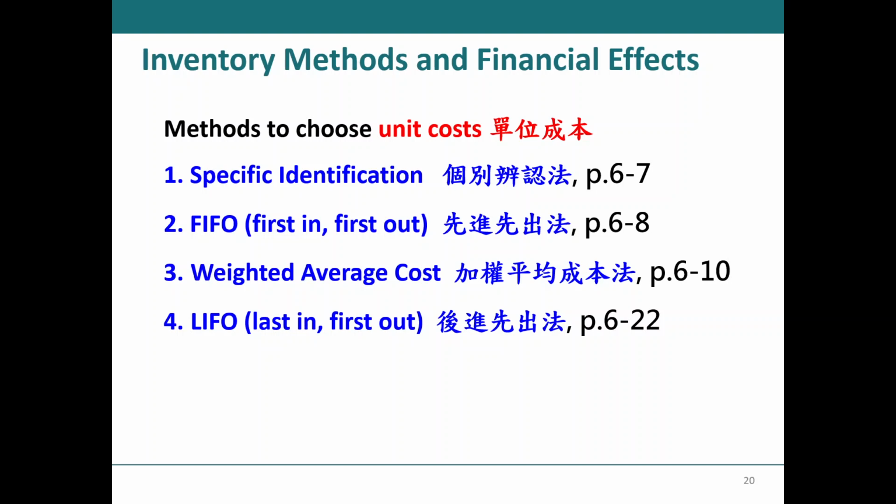How to determine which one was sold? We have 3 methods. First one, specific identification, 个别辨认法. Second method, FIFO, first in, first out, 先进先出法. Third method, weighted average cost, 加权平均法.